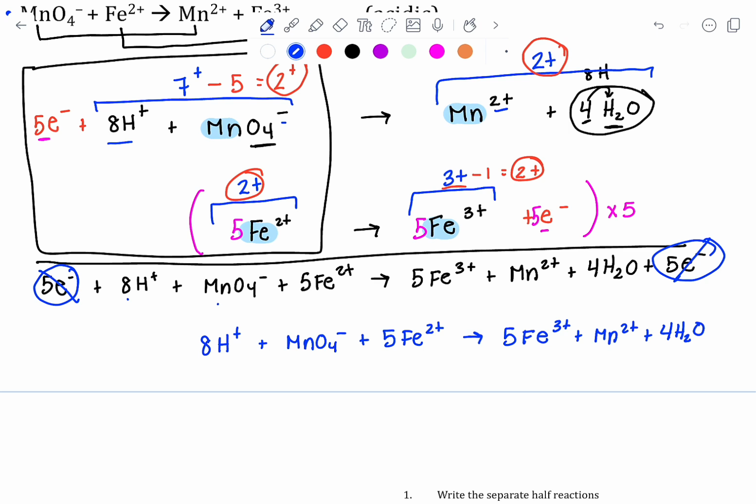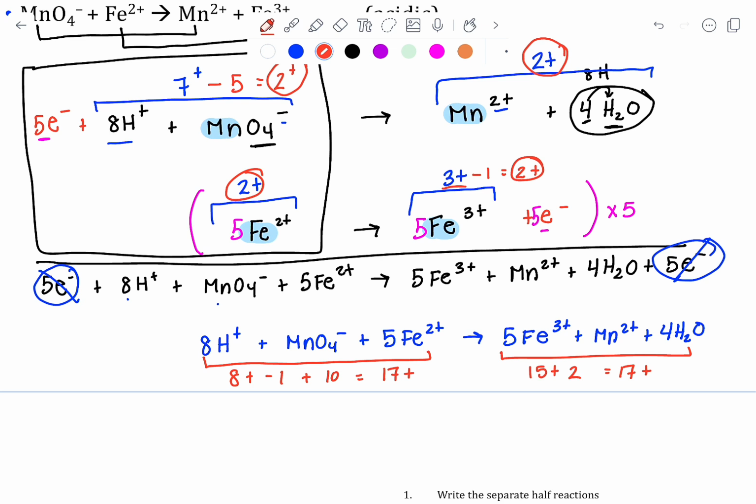We can double check our balancing. In terms of our coefficients, we have the right number of everything there. And then if we look at our charge, we have 8 plus, 10 plus, and a minus. So overall, this charge is going to be 8 plus minus 1 plus 10 plus. I guess we just put 10. So that's going to be 17 plus. And on this side, we have 15 plus 2. And that's 17 plus. So our charge is also balanced on either side.